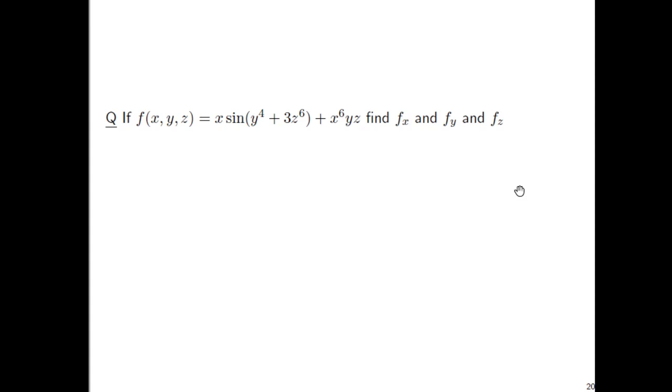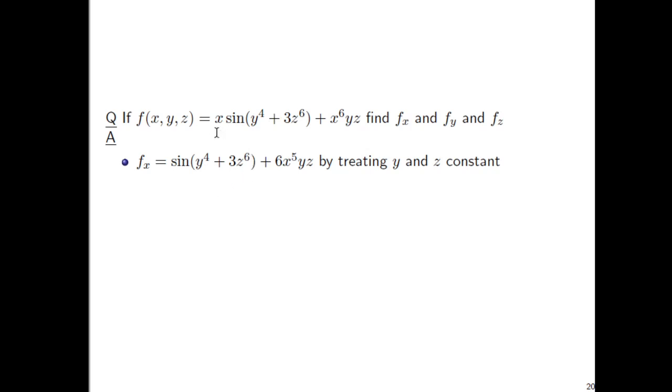Okay, so let's try that. Let's take a look at f of x comma y comma z equals x times sine of y to the fourth plus 3z to the sixth, plus x to the sixth yz, and find all three partial derivatives. So first, with respect to x, we need to treat y and z like constants. So if y and z are constants, then sine of all this mess is a constant, right? So that's just a number written right next to x. So we just copy that number. As strange as it looks, sine of y to the fourth plus 3z to the sixth is, for the moment, being treated like a constant.